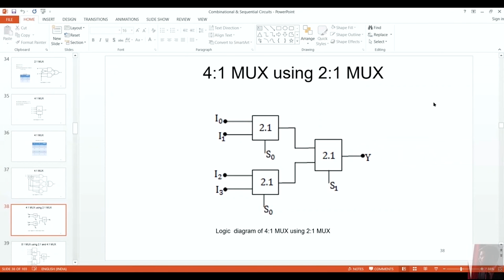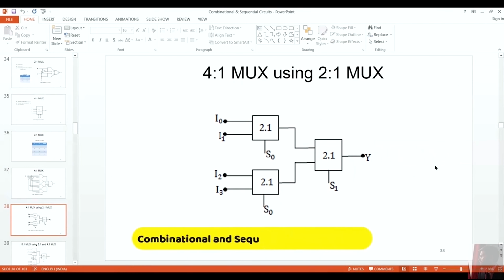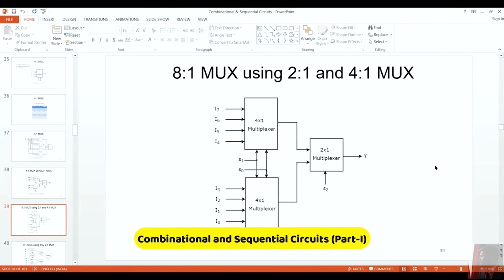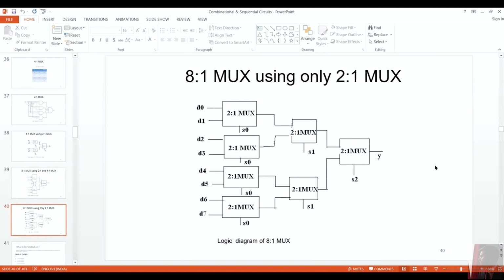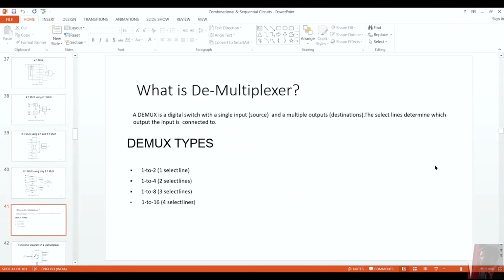If I want to make a 4 is to 1 mux, can I make it using 2 is to 1? Yes. How many 2 is to 1 mux would I use? I would use 3 muxes: 2 for the input and 1 for the output. Similarly, if I want to make an 8 is to 1 mux using 2 is to 1 and 4 is to 1, naturally I will use 4 is to 1 at the input and 2 is to 1 at the output. I hope this is clear. Similarly, you can make it using 2 is to 1 muxes: if you want 8 inputs, you will have 4 at the input, then 2 would be combined, and then 1 at the output. Is it clear?